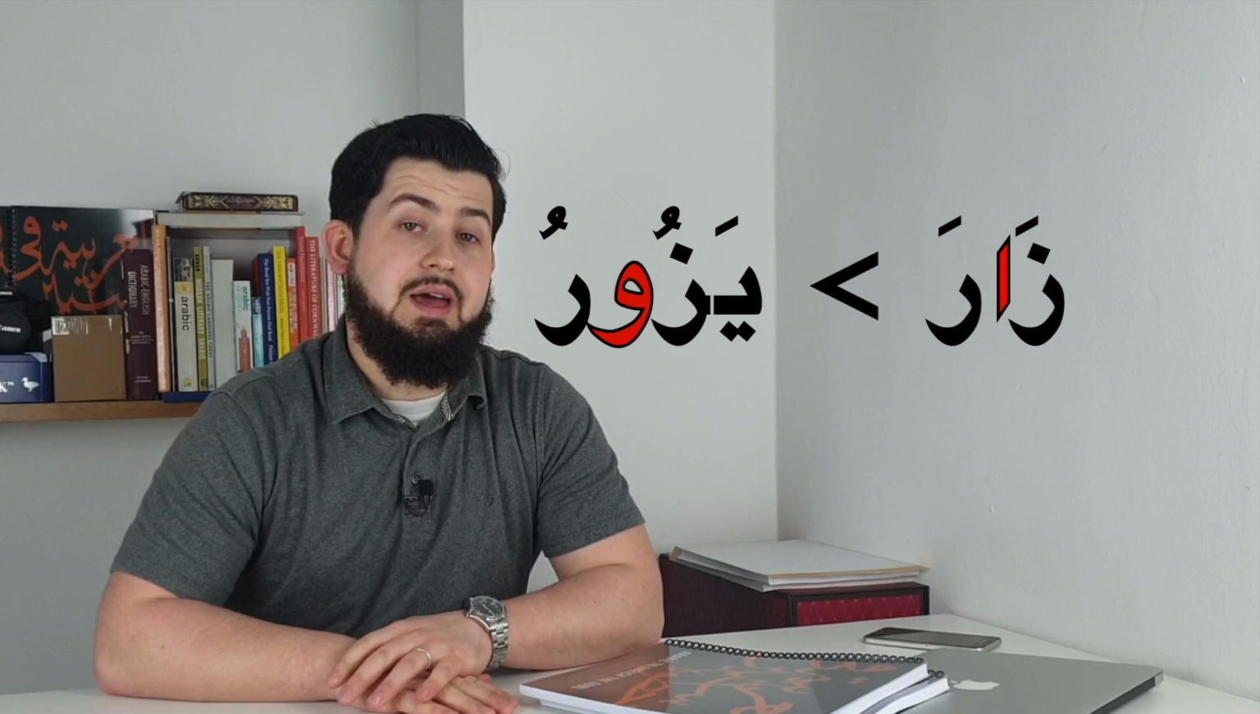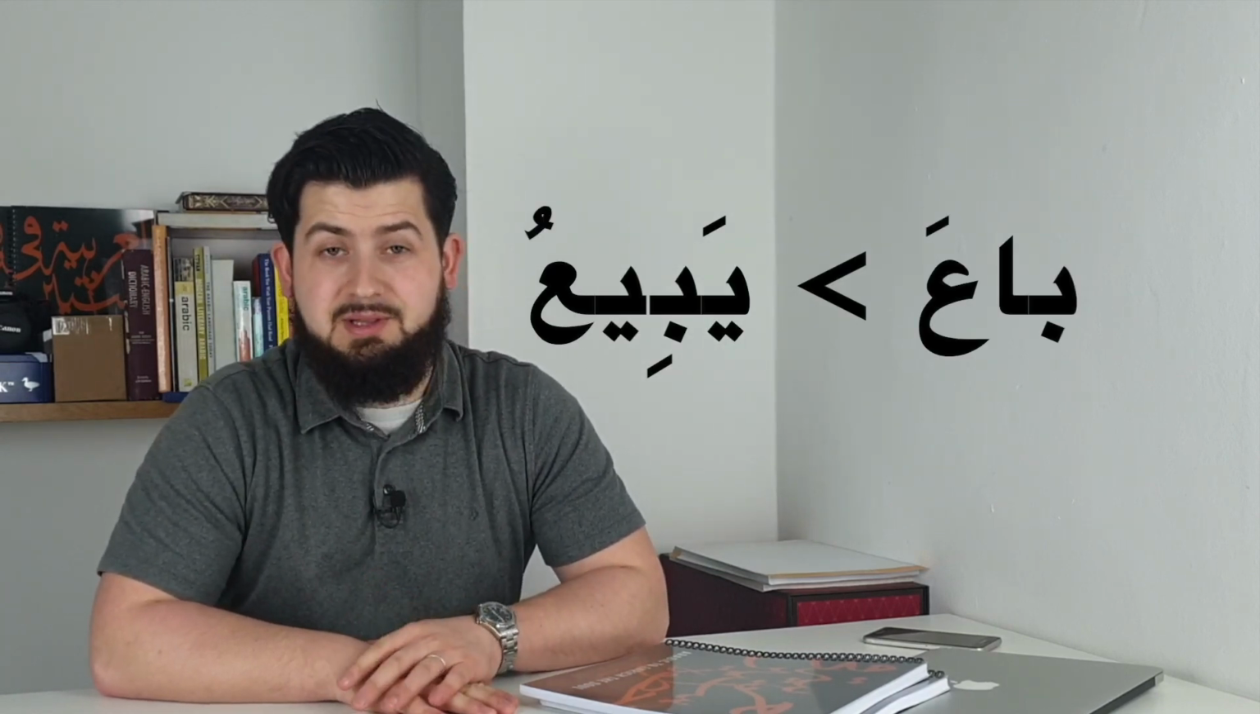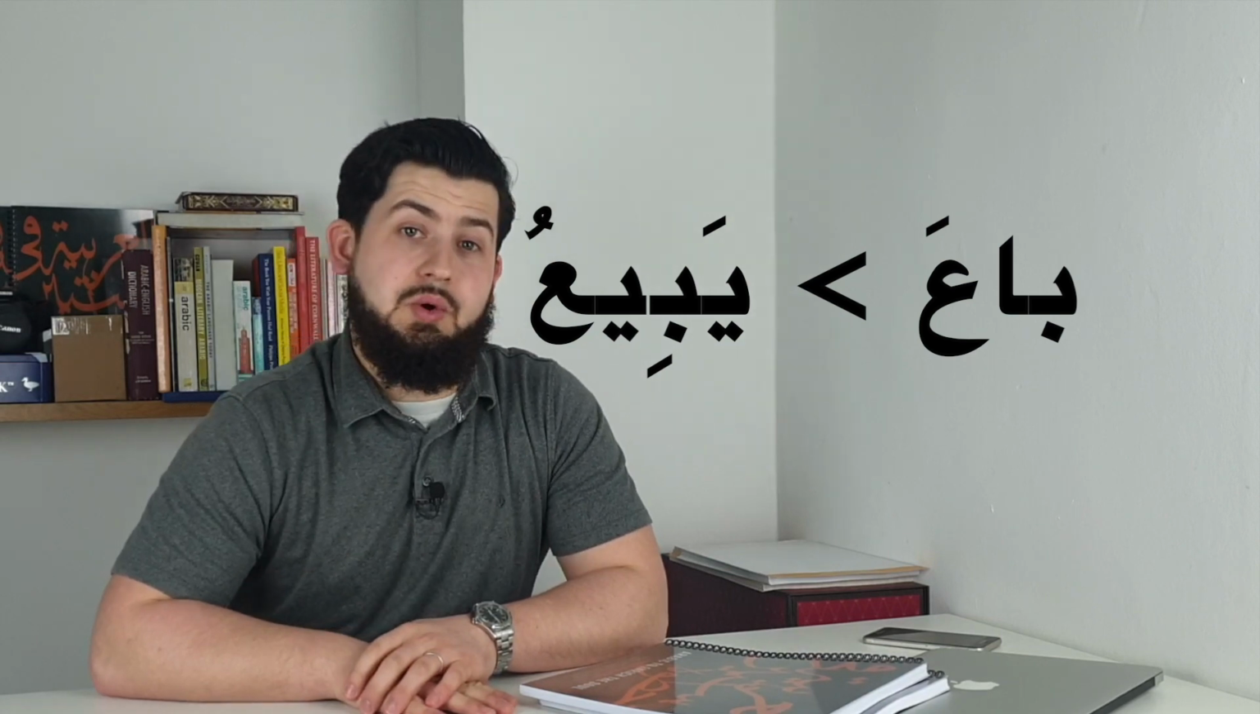You have to do it on a verb-by-verb basis to understand and to just memorize which verb is conjugated in which way. It just so happens that with the verb zara, the alif is a disguise for the letter waw. So that's why we have in the past tense zara, in the present tense yazuru. And with the verb ba'a, the alif in the middle is a disguise for a ya. Hence in the present tense we have yabi'u.